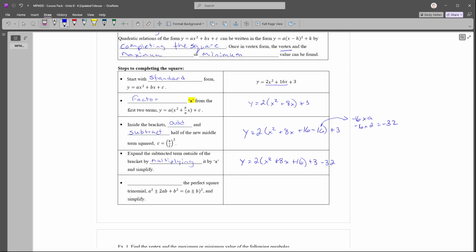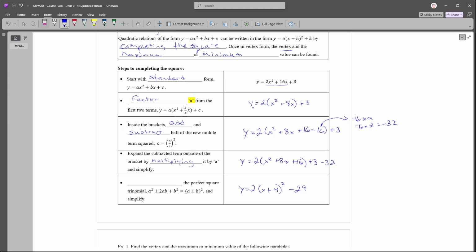Okay, so if this is a perfect square trinomial, that means the 2 gets left alone, but this becomes the square root of the first term, which is x, the sign of the middle term, plus, and then the square root of the last term, which is 4, and the whole thing is squared. And then on the outside, we have plus 3 minus 32, so that's minus 29. And that's it. Look, we have vertex form. A times x minus h squared plus k. Awesome. And it's always the same steps.